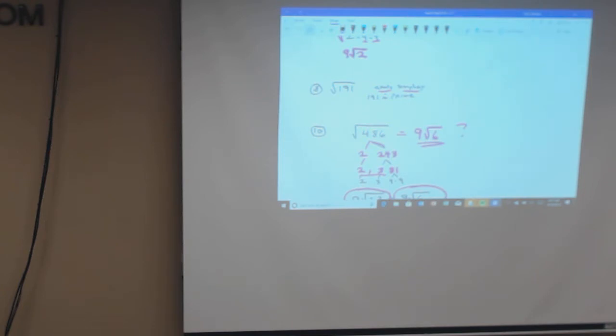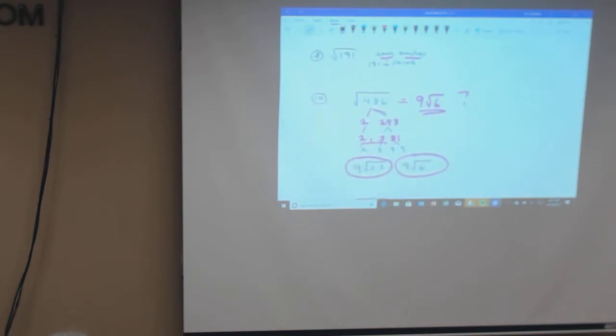Number 10, what happens with 486? Now see, I didn't see anything when I just looked at it, so I go, well, I know I can divide by 2, and that's 2 and 243, and I know that I can divide by 3, so that's 2 and 3 and 81. See what happens? I work it down far enough, and I found one of those perfect squares. So what's 2 times 3? 6. What's the square root of 81? Remember, this is all under a square root sign. 9. So the answer is 9 times the square root of 6.